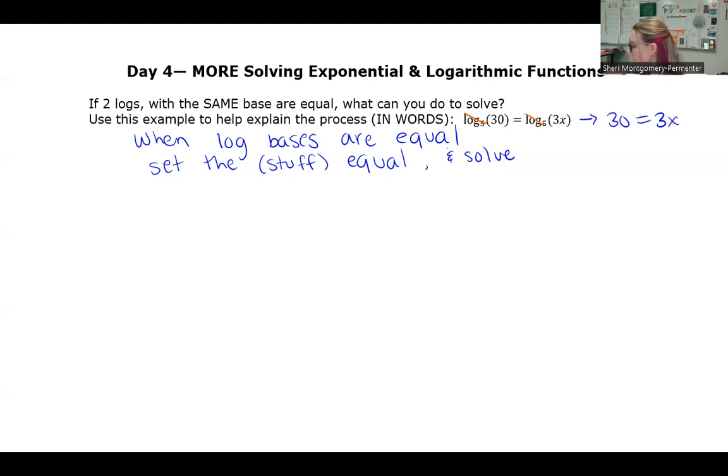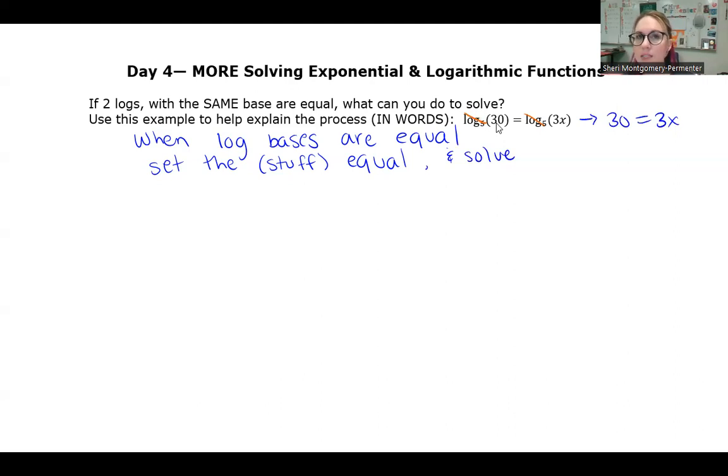So it's important that we remember what we did from the day before, because it will be on our next quiz. In fact, today is our last day of content before we take our next quiz. So when log bases are the same, you can set the stuff equal and solve.